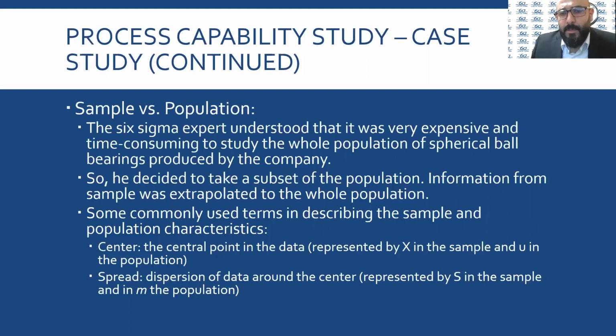Some commonly used terms to describe the sample and the population are the center and the spread. The center point in the data represents the average. The spread is the dispersion of the data around the center. So just keep this in mind: when you study the population and the sample, you need to find out what the average is and the spread around the data, the sigma.